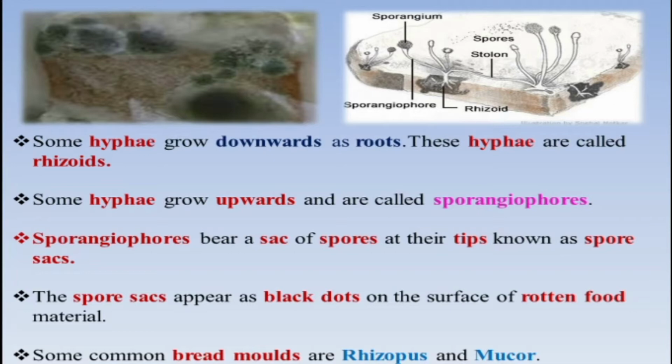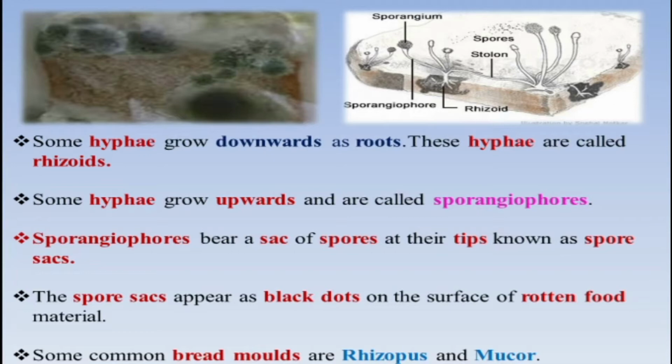The same hyphae also grow in the upward region, looking like a stem. These are called sporangiophores. So the hyphae that grow downward are called rhizoids, and some hyphae grow upward and are called sporangiophores. The spore sacs appear as black dots on the surface of rotten food material. When we observe rotten bread slices clearly, the black dots are the spore sacs.